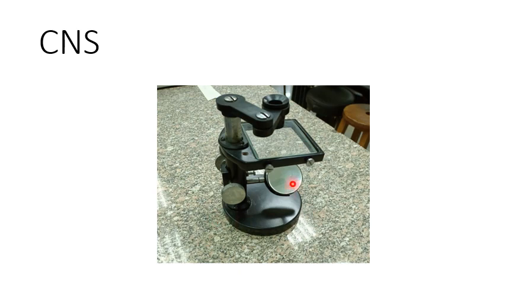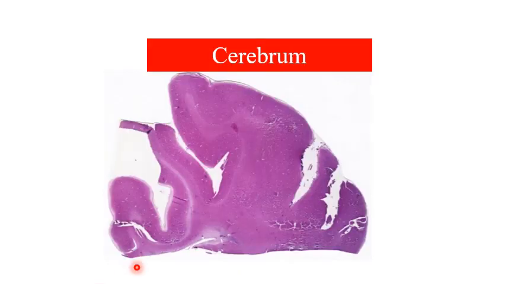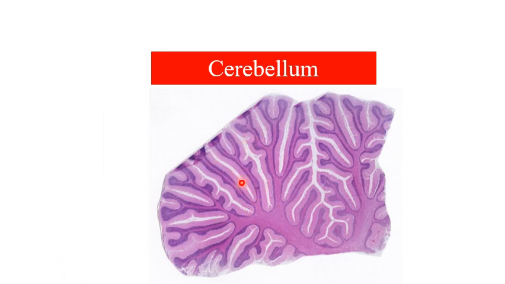This is the small microscope for the CNS slides. We have two: the cerebrum, which you can see here is formed of sulci and gyri, and the cerebellum, you can see it's formed of folia, highly folded like this.